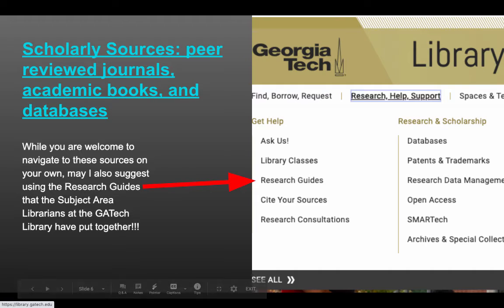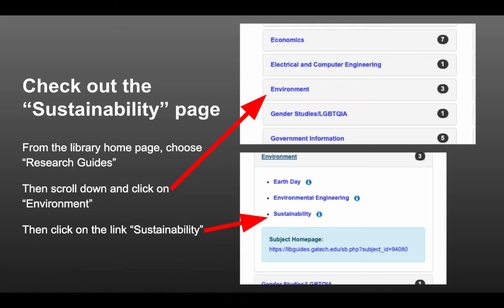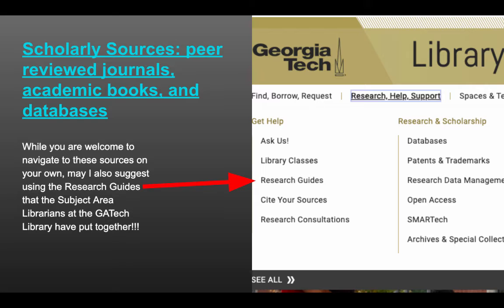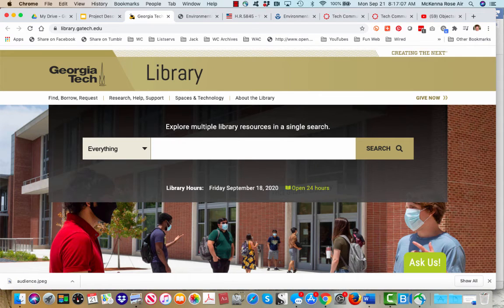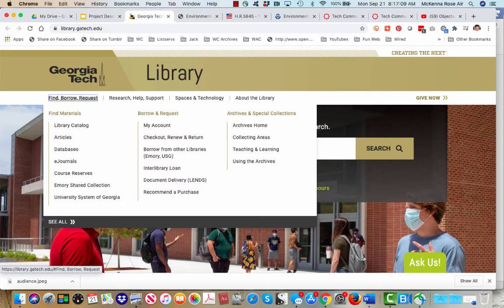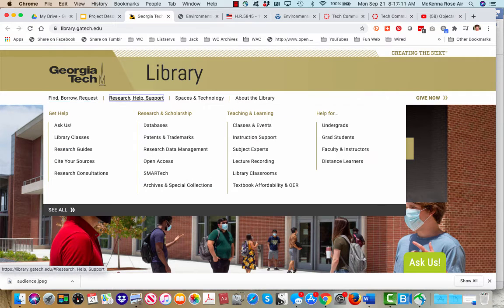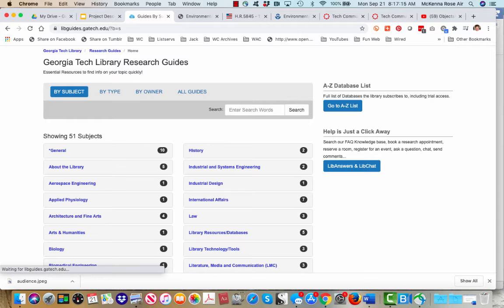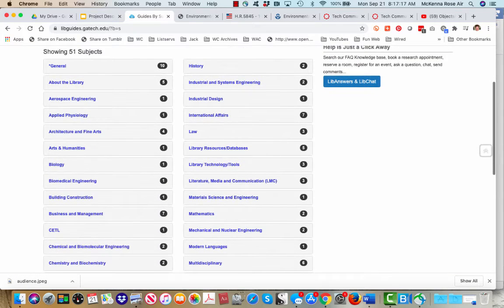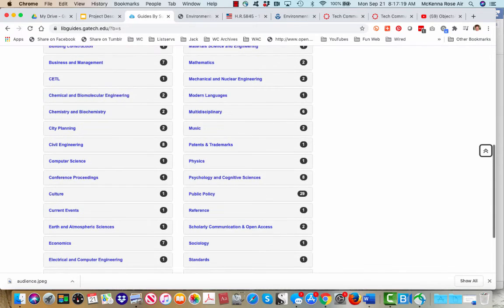that the lovely research librarians at the Georgia Tech Library have put together for us. So this will walk you through it. If you head over to the homepage, and then you should probably log in, and then click on Research and Support, over to Research Guides. The research guides are going to give us all these subject headings.